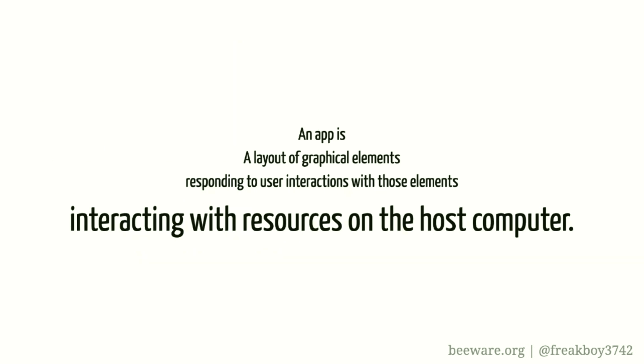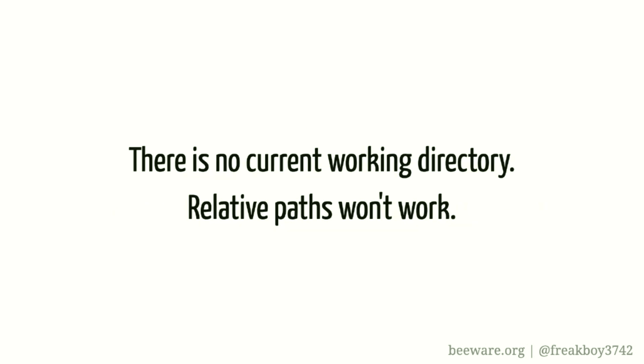All right, so we've got a layout. We're doing work in response to user interactions, but we're going to need to interact with the resources on the host computer. There's really only one thing you need to know when it comes to dealing with app resources. There is no current working directory. When you write a Python program that says open myfile.txt, myfile.txt is being specified as a relative path, not an absolute path. It's implied that any relative path will be resolved relative to your current working directory, which is basically the directory from which you started your Python interpreter.